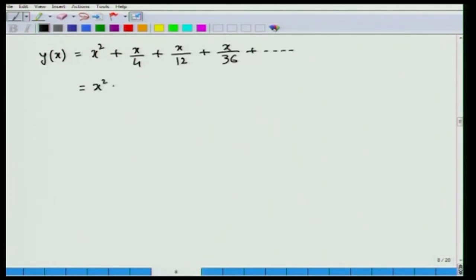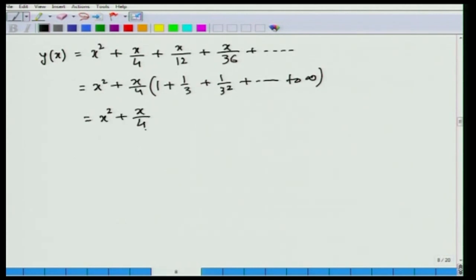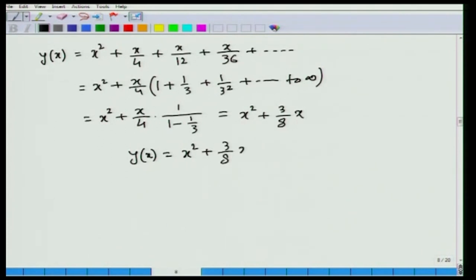So, therefore, you will be having x square plus x by 4 multiplied with 1 plus 1 third plus 1 by 3 square plus dot dot up to infinity, and this is an infinite geometric series, that is 1 plus 1 third plus 1 by 3 square plus dot dot up to infinity, with first term a as 1 and common ratio 1 third. Therefore, its sum will be x square plus x by 4 multiplied by 1 by 1 minus 1 third. So, this will result in 2 third, and therefore, the required solution is x square plus 3 by 8 x. So, the function x square plus 3 by 8 x is the solution for the given problem that we have obtained using the Adomian decomposition method.